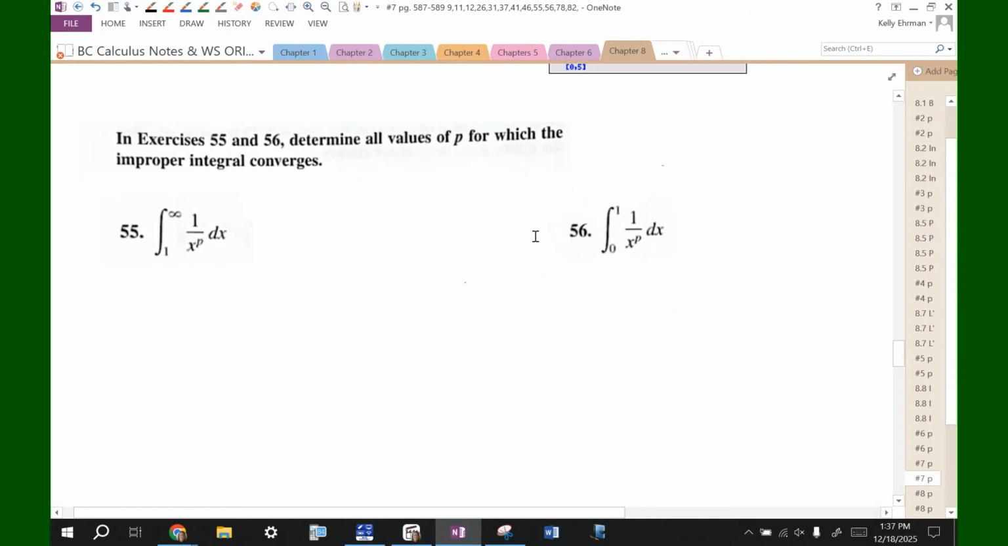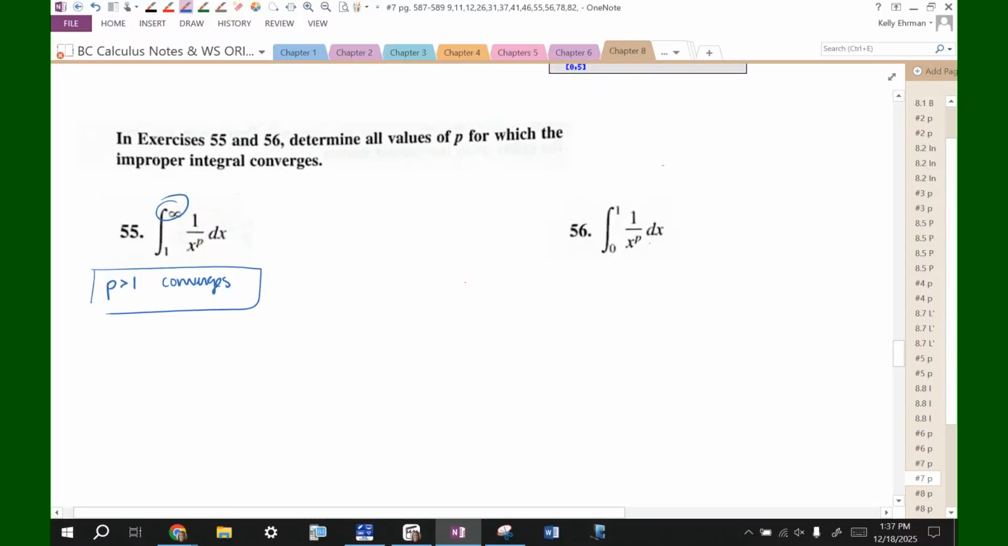Okay, determine all values of p for which the improper integral converges. Now, they do like to give us stuff like this for our free response questions. Which one of these is a p integral? The answer is the one that has the bound to infinity. So this is a p integral. P greater than 1 converges. That's all I'm going to say about that.